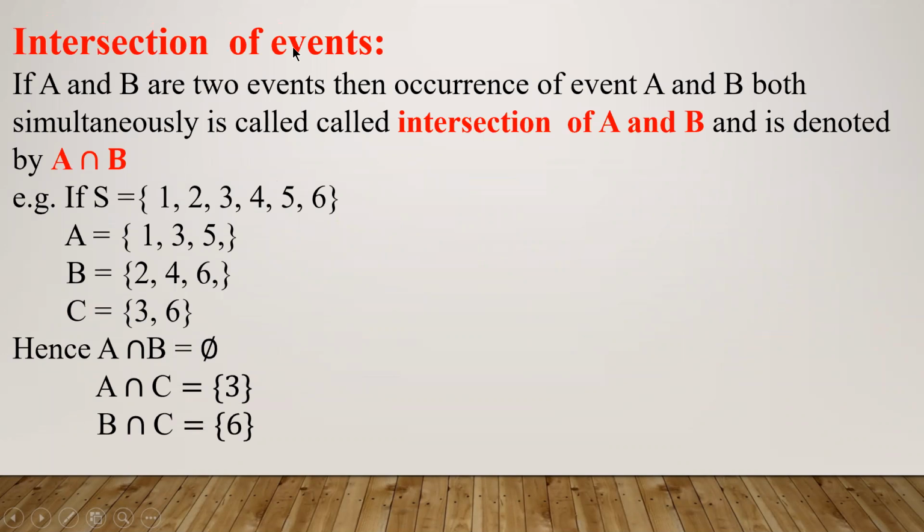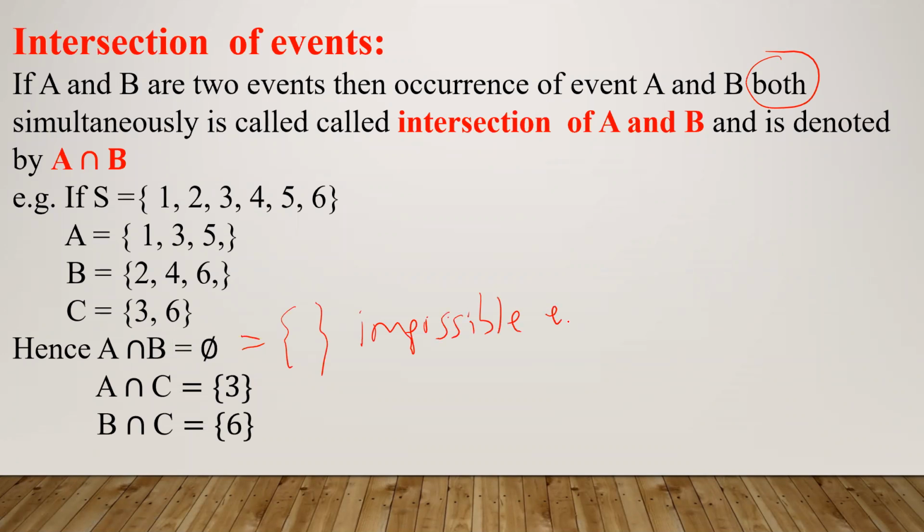Similarly, we have defined the intersection of events. If A and B are any two events, then the occurrence of events A and B both simultaneously, and this word both is important here, then we say that the intersection of the two events has occurred, and it is denoted by A intersection B. Similar examples I have taken here. To find A intersection B, look at what is common in A and B. You see that A and B have no sample point in common. So A intersection B is an empty set. It has no sample point. Such a set, we call it an impossible event.